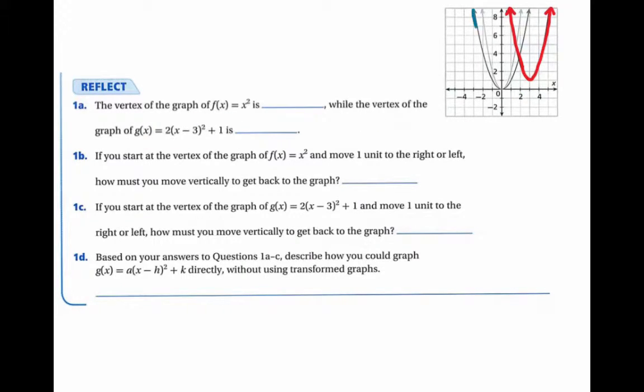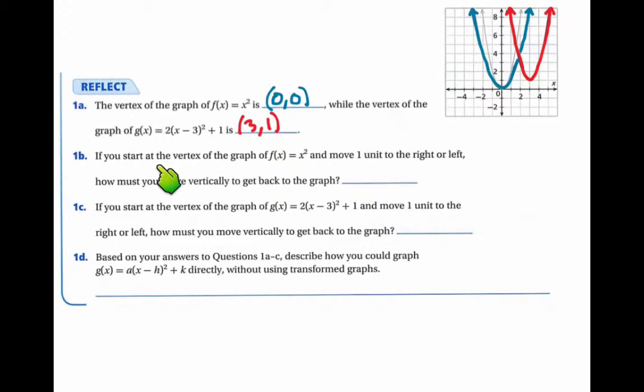So the vertex of our parent graph, what is that? Well, 0, 0, right? And the vertex of the graph of g of x equals 2 times (x minus 3) squared plus 1 is, if we look at that, we don't even need to look at the graph, do we? We've got it right here. We have our h, which is the opposite of negative 3, and our k, which is 1. So that vertex is 3, 1. And sure enough, that matches.